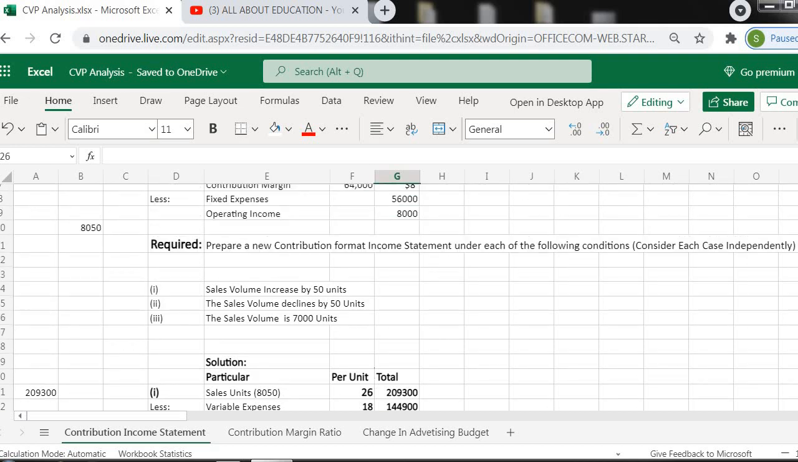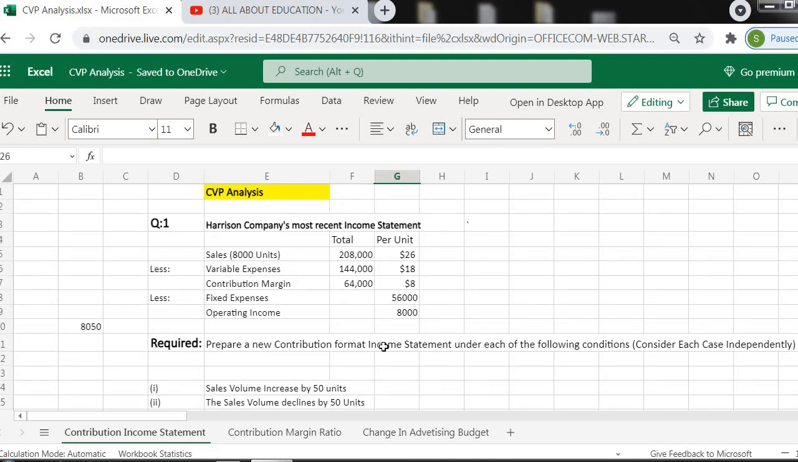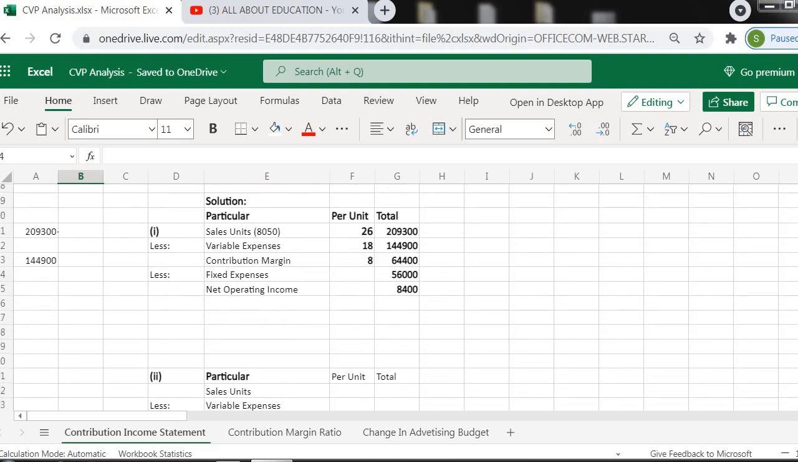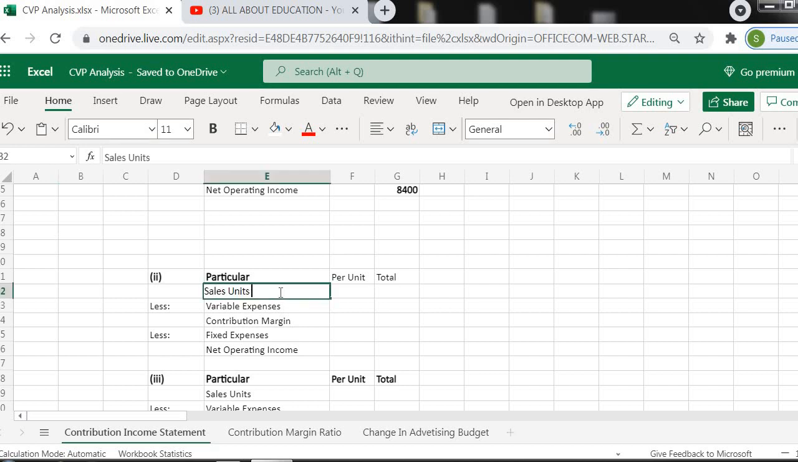We have completed our requirement number 1. Now moving towards requirement number 2. The sales volume declines by 50 units. The company has decided to decline their units by 50. The total units are 8,000 and 8,000 less 50. So what we get? 7950, right? So we have 7,950 units.